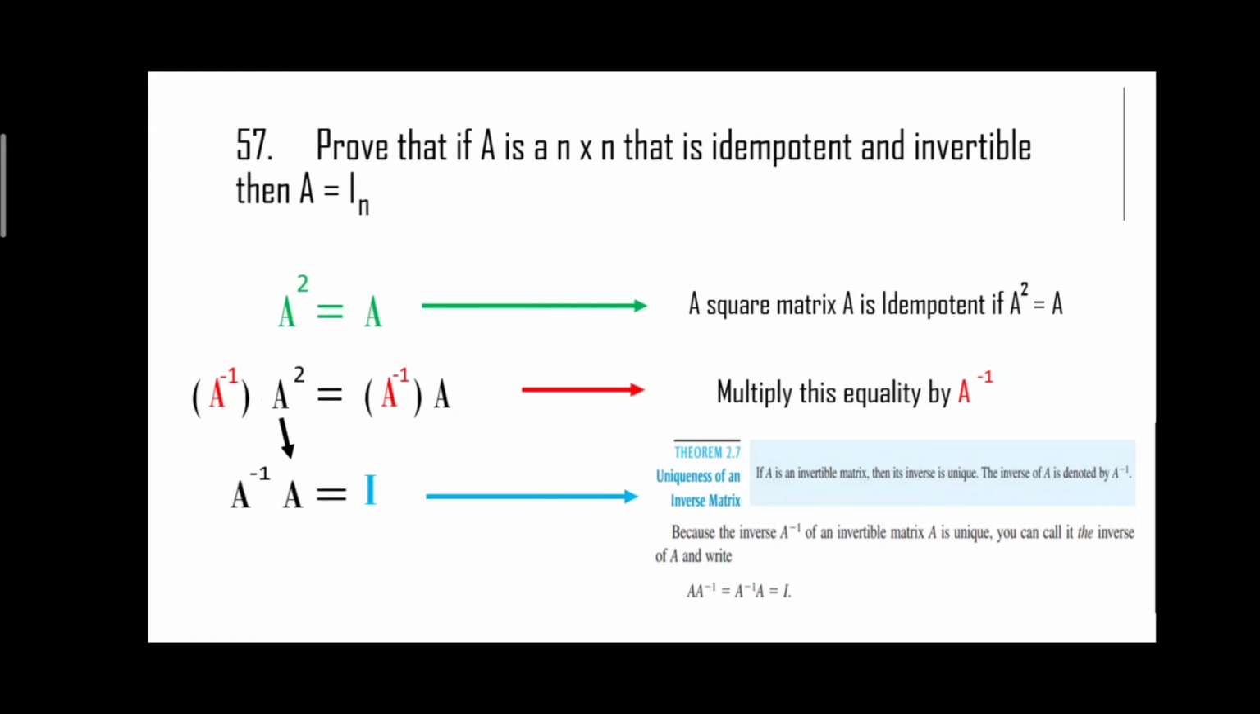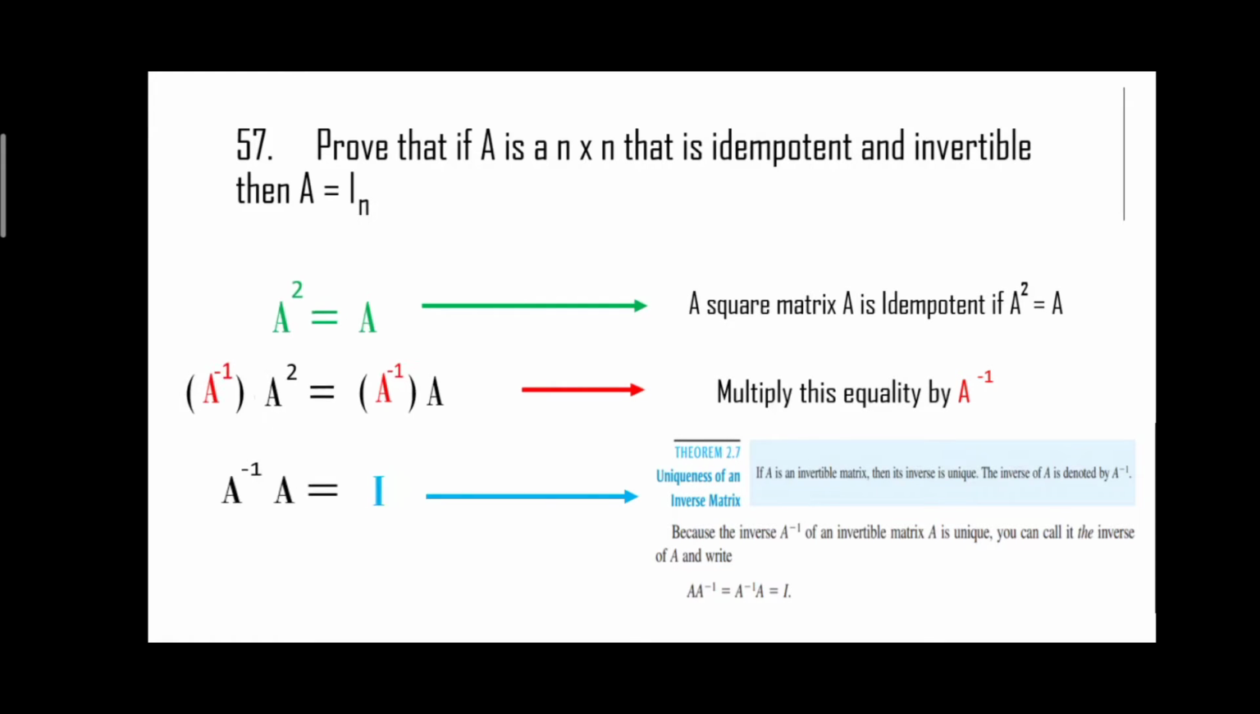And lastly, we prove that A is equal to the identity of order n. So it is correct, according to all of the theorems and definitions.